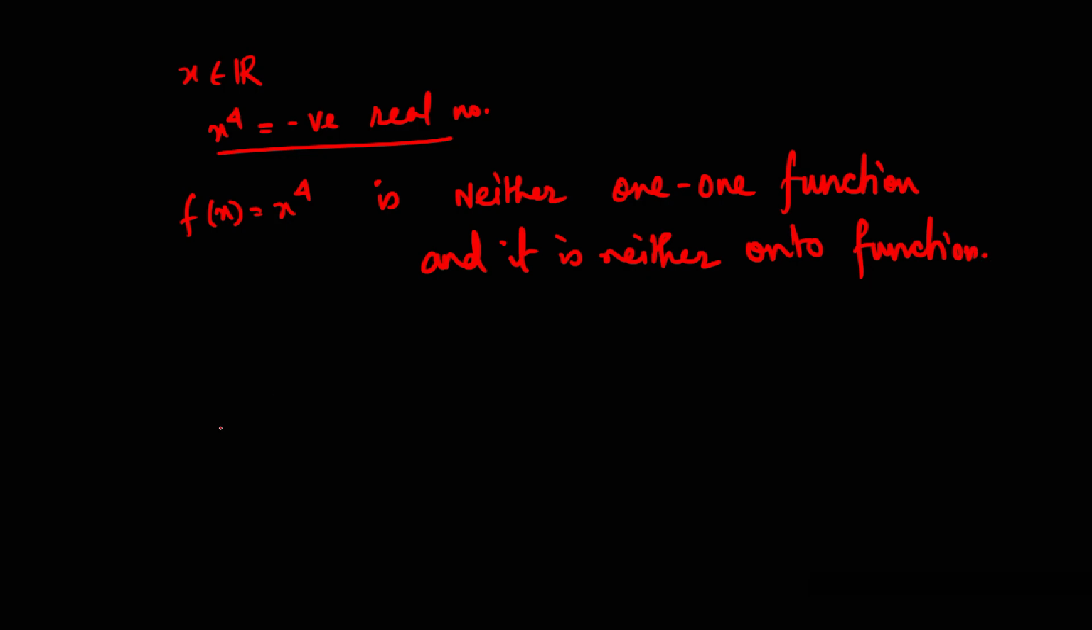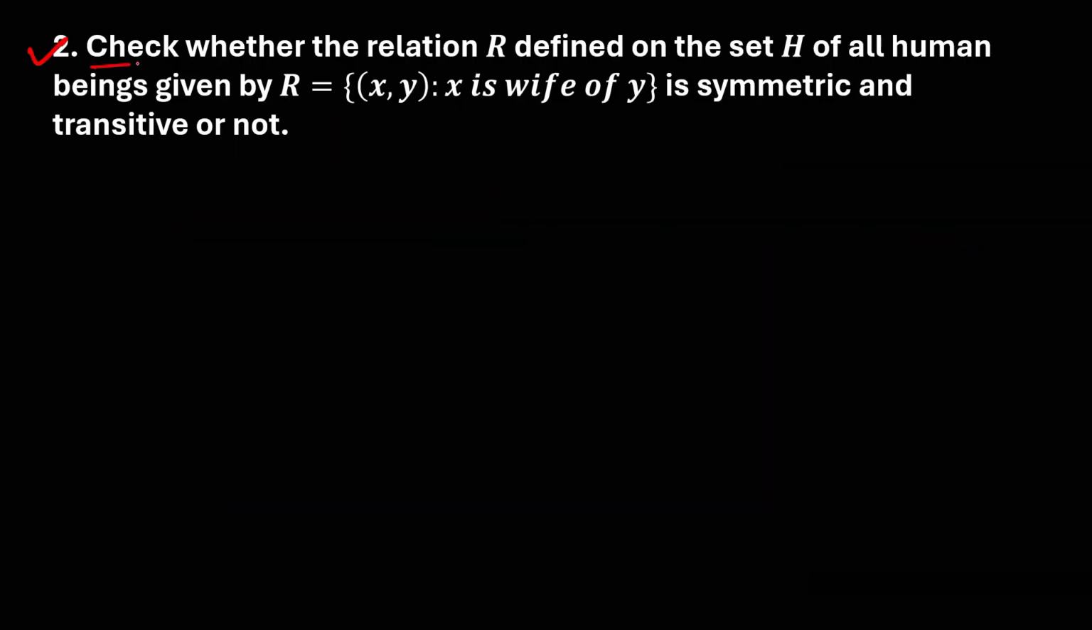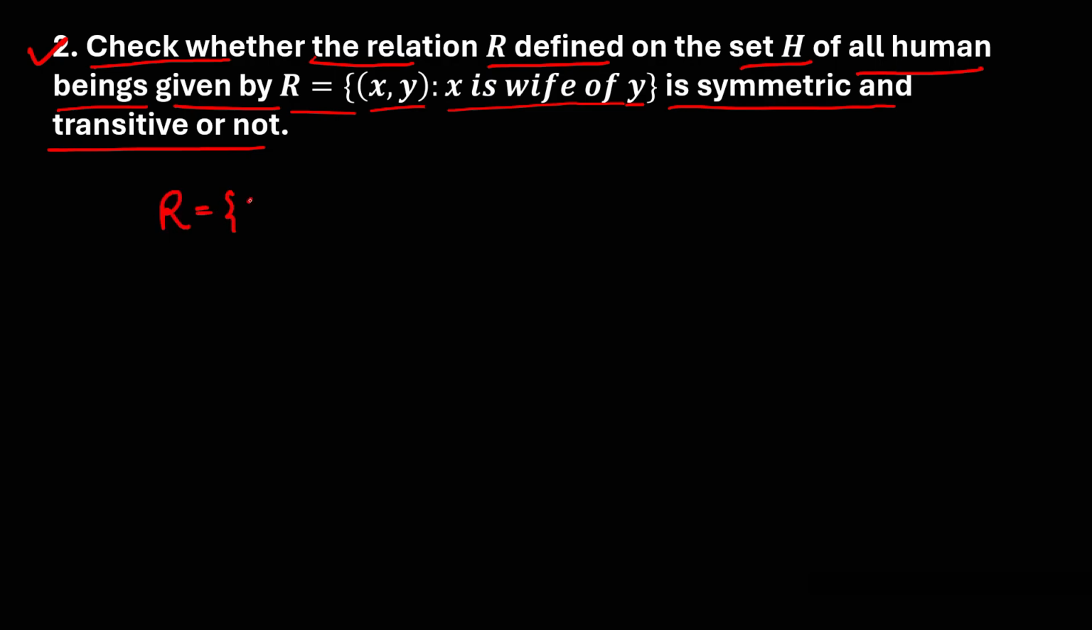Okay, so next, problem number 2. Check whether the relation R defined on the set H of all human beings, given by R equal to {(x, y) such that x is wife of y}, is symmetric and transitive or not. So we have to check whether this relation is symmetric or transitive. The definition of R is R equal to {(x, y) such that x is wife of y}.